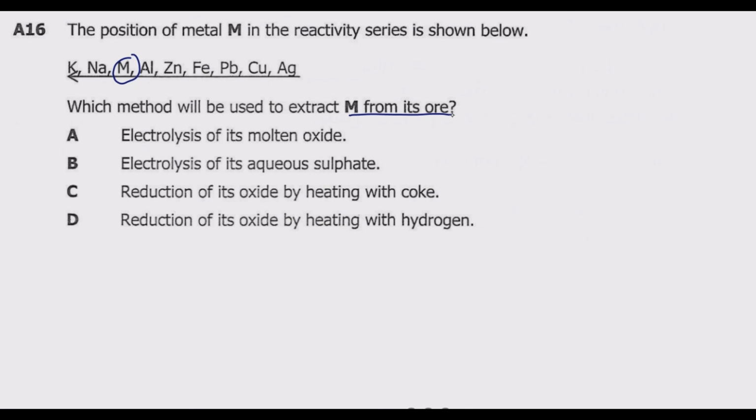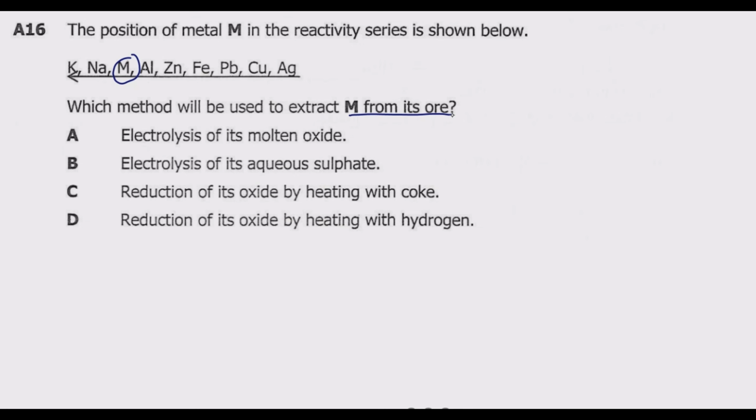So now, how do we determine which one to use? The method that you use depends on the position of the metal in the reactivity series. Metals that are more reactive are extracted by electrolysis of their metal salts or molten ores. Those metals that are less reactive than carbon, you use the reduction method where there is a single displacement. Carbon replaces that metal from its ore by reduction, that is loss of oxygen. So the carbon forms carbon dioxide or carbon monoxide and reduces that metal.